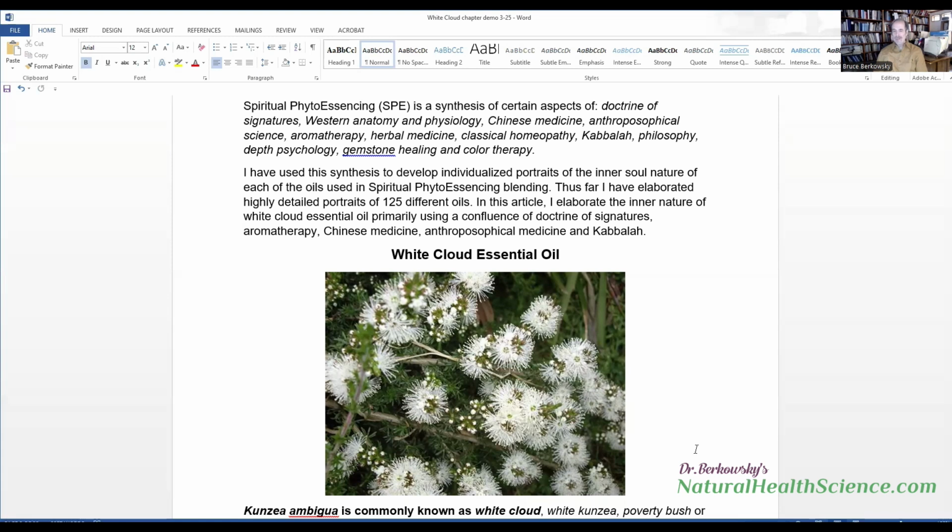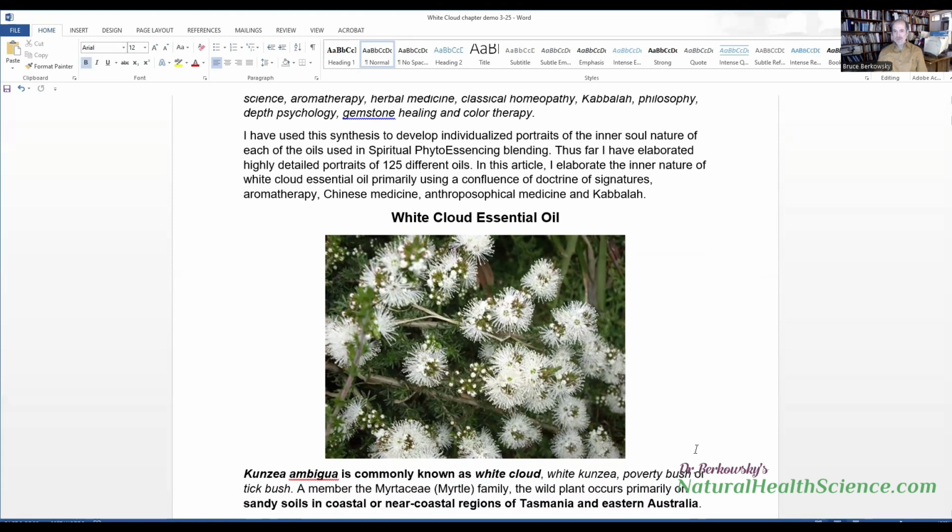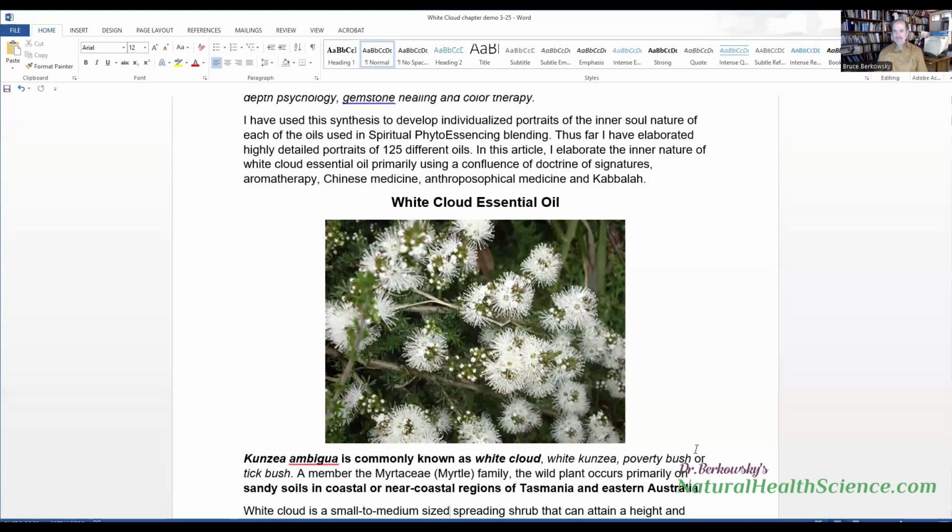Now, in terms of white cloud essential oil, the chapter for this, for the Materia Medica Spiritualis, will be done in a month or two. And I will just mention to you, for those of you who are interested, what is the gemstone association for white cloud essential oil? It's Tanzanite, the gemstone Tanzanite, if you're interested in that. So let's move up to white cloud essential oil.